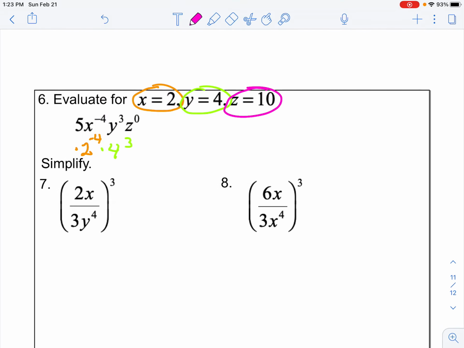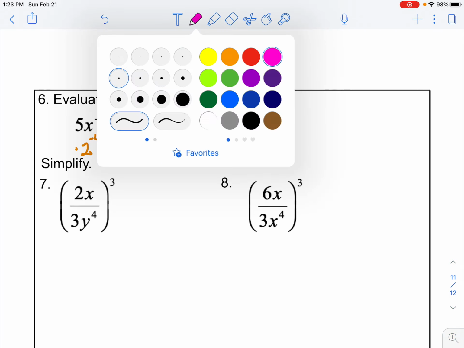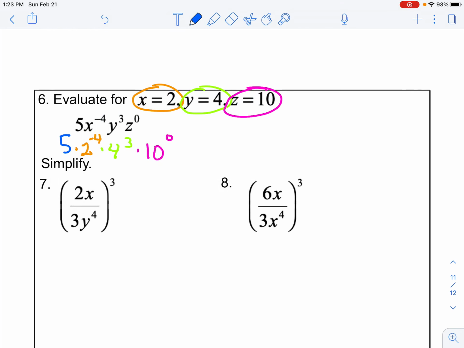So if I put a 10 in for z, I get 10 to the 0 power, and I have that original 5. All of these are multiplied together. So now let's take each part separately. This is going to give me 5 times, and 2 to the -4 is 1 over 2 to the +4. Then I have 4 to the 3rd power, which is 64. 4 times 4 is 16, times 4 is 64. And then I have 10 to the 0 power, which is 1.